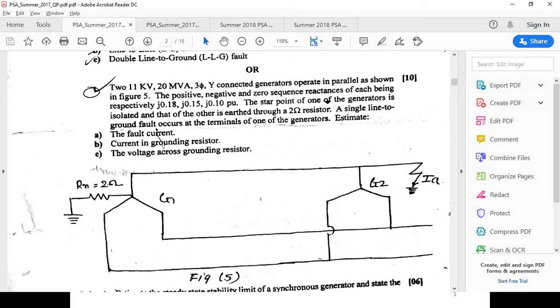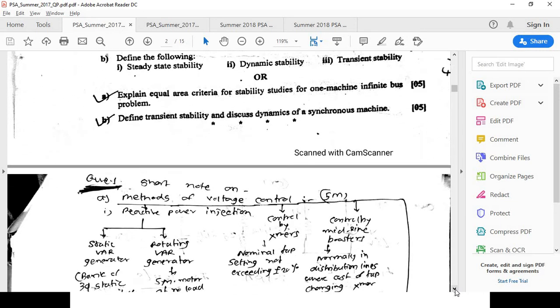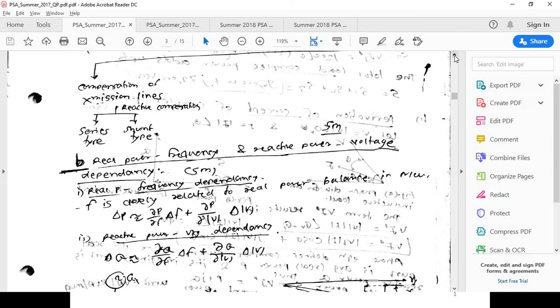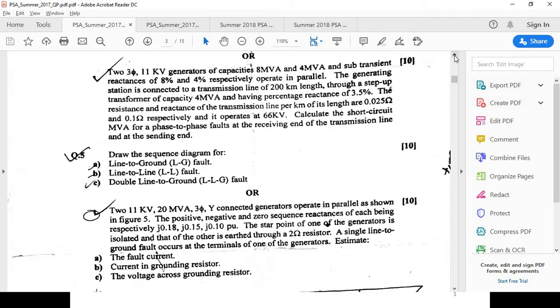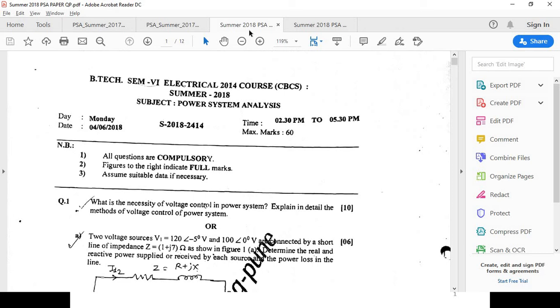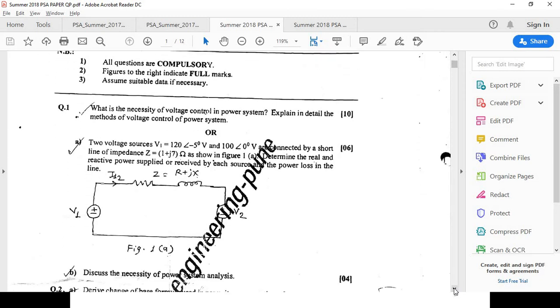Now we'll try to solve the next numerical. Okay, only these are the numericals which were asked in the summer 2017 exam. Of course, you have to practice more and more numericals from many reference books. Now we'll try to solve the numericals which were asked in the summer 2018 exam.